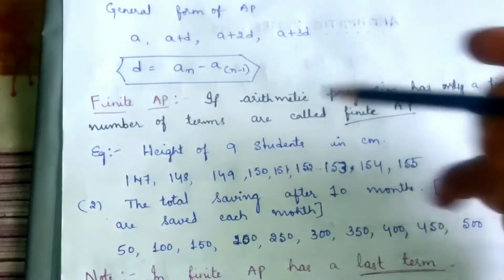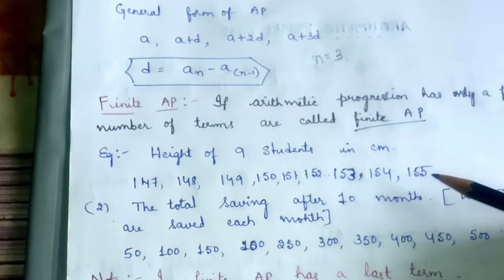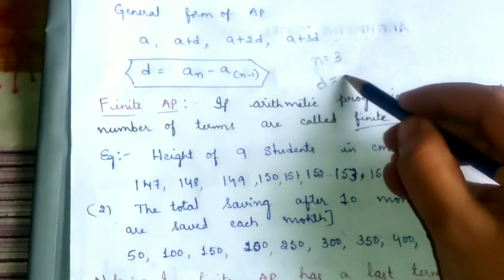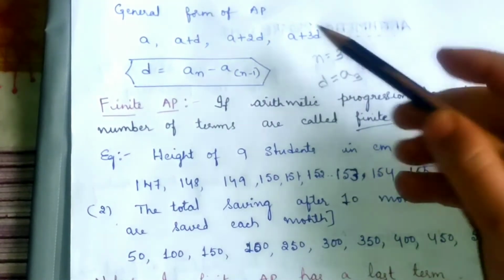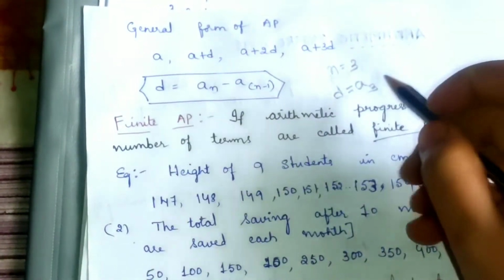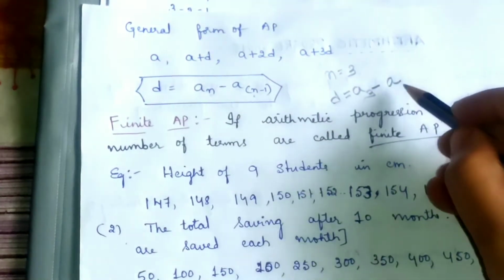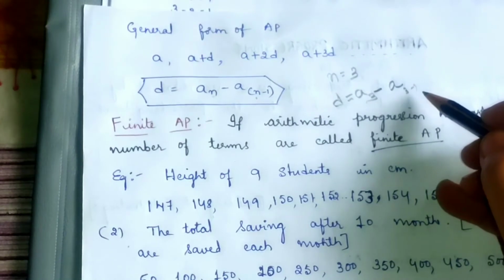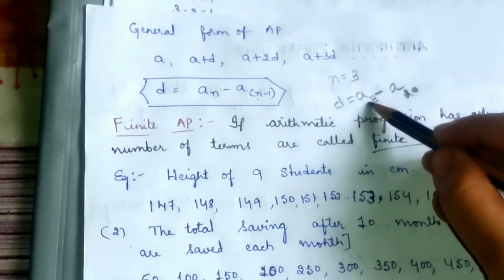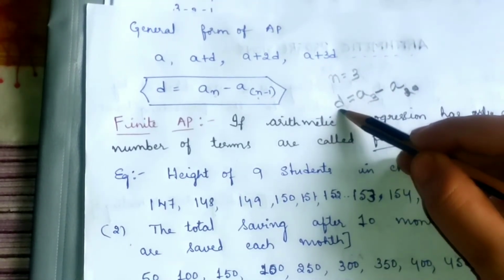Here, if you take n equal to 3, how to write? d is equal to a_3. Instead of n, I will write 3. a_3, that is third term, minus a_(3-1). What is 3 minus 1? 3 minus 1 is 2. That is second term. See, third term minus second term will give you the common difference.